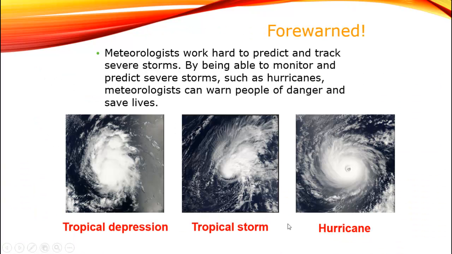Why are weather forecasts very important? Because they help us plan each day. And when severe storms strike, weather forecasts can also help save lives.